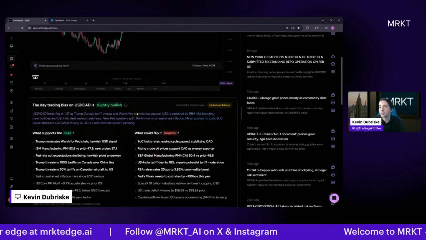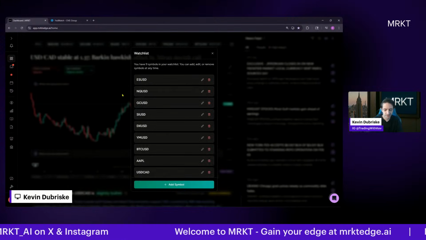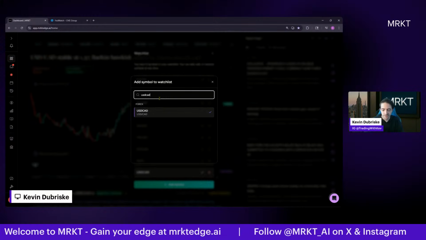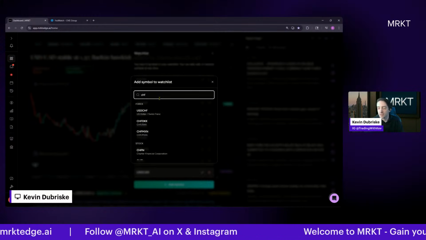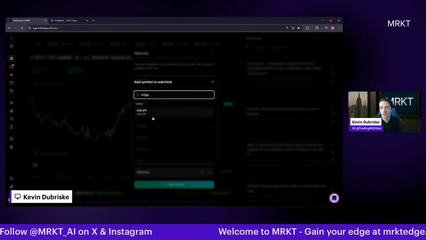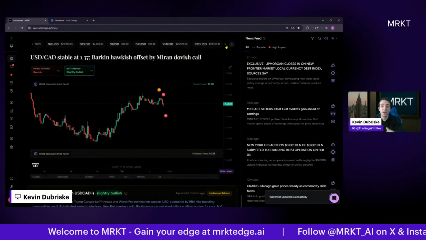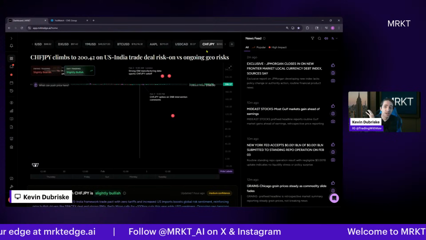What are we looking at? What do we got? CHF. JPY. Got you. Again, another one that me personally, I'm not familiar with, but having this ability, having this tool in our arsenal is amazing.